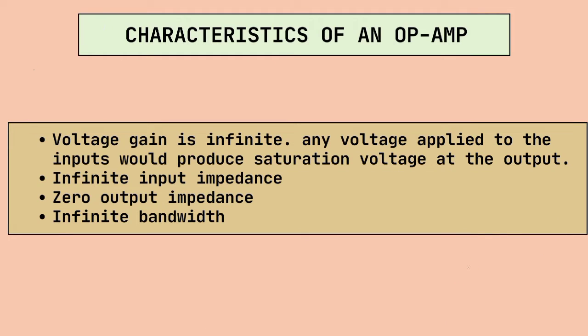Next one is characteristics of an operational amplifier. The voltage gain is infinite, and voltage applied to the inputs would produce saturation voltage at the output, infinite input impedance, zero output impedance, and infinite bandwidth.